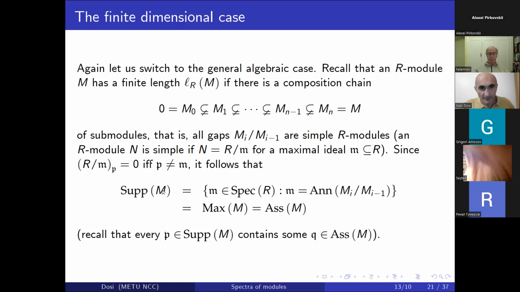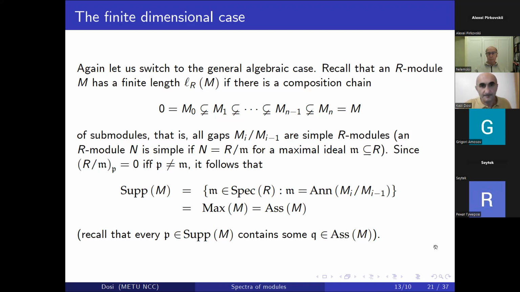So the support turns out to be the set of maximal ideals of M. So every prime from the support is maximal. But I told you every prime contains associated primes, right? So some associated prime. So the associated primes are also maximal, right? They also consist of maximals, and they are the same. Look, that's the moment: if we assume that a module has a finite length, then automatically the support and associated primes are maximal, and they are equal. That's the reason why in finite dimensional case we have just equality of all spectra.